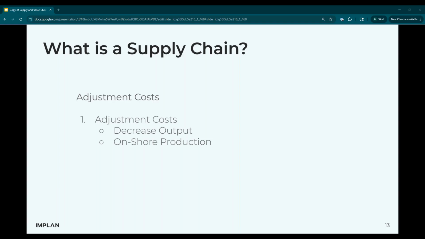So an input you're using goes up in price. You have a number of options. Two key ones are decreasing your output, because you're now going to be likely using less of that input at a given price. The degree to which you decrease output is related to how much you're willing to pass prices on to consumers. Or onshoring production, that is, bringing production of a particular good into the domestic market.